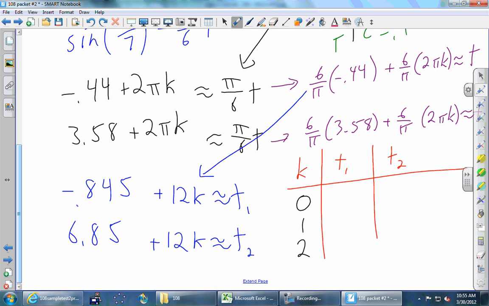If we plug 0 for the k in the first one, negative 0.845. 0 in the second one, 6.85. And then we plug in k equals 1 into both of them. So what do we get? 11.155. And then down there, 18.85.